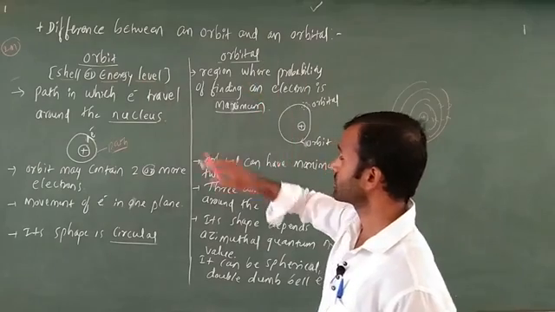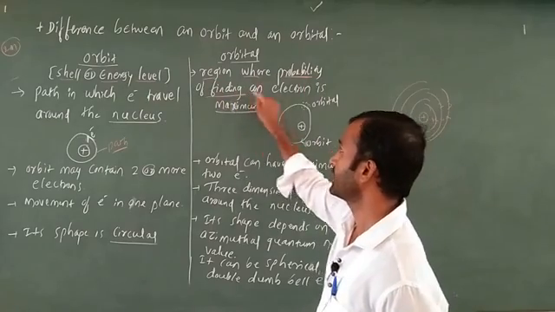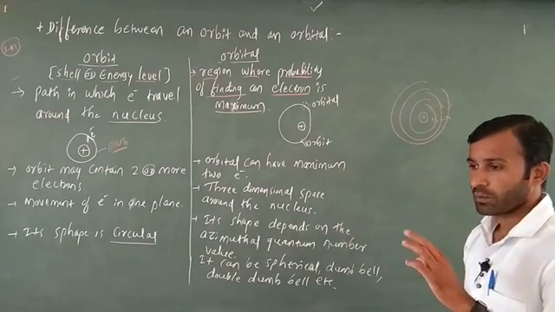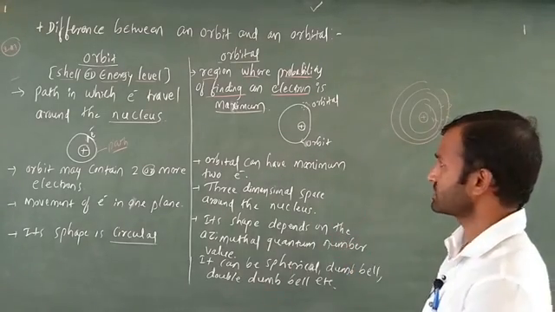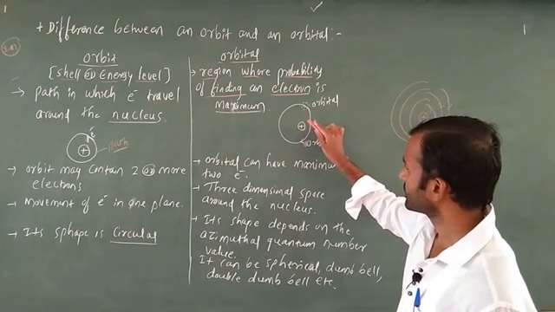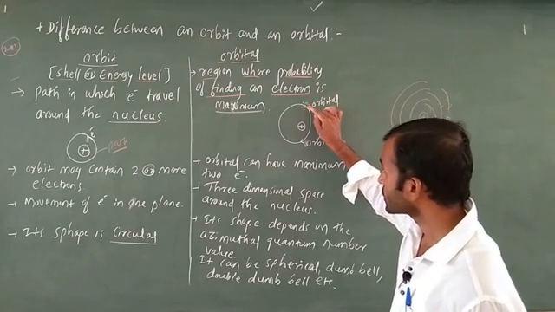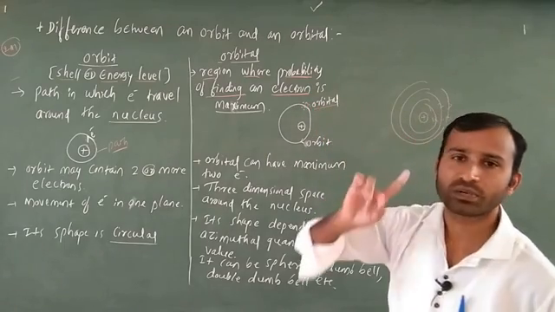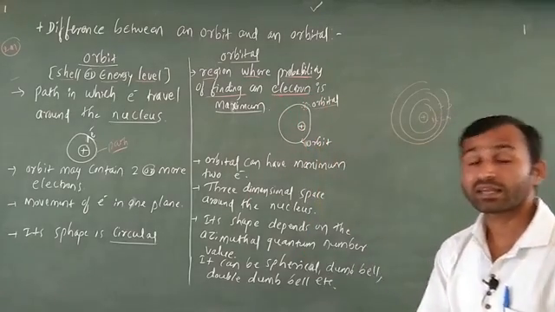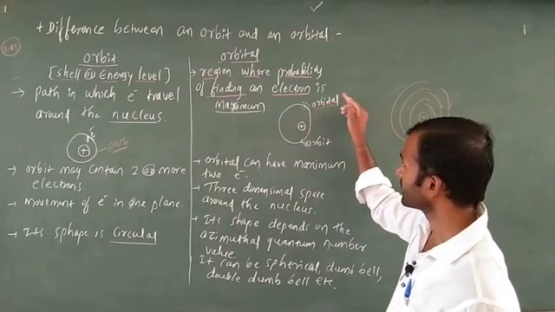Next, an orbital means the region where the probability of finding an electron is maximum. Probability of finding an electron is maximum. Here in this case, this is the orbit. But in this case, the electron is present here, and the electron is present here. Where the electron is present is the orbital. Indirectly, the region where the probability of finding an electron is maximum, you can say is the orbital. An orbital means the orbital containing the electron.